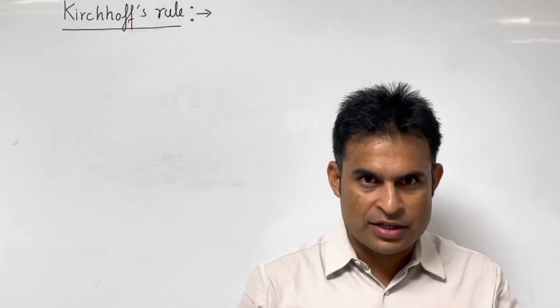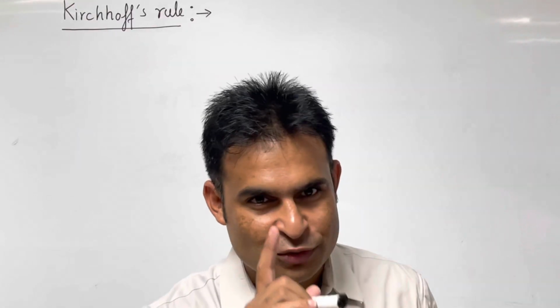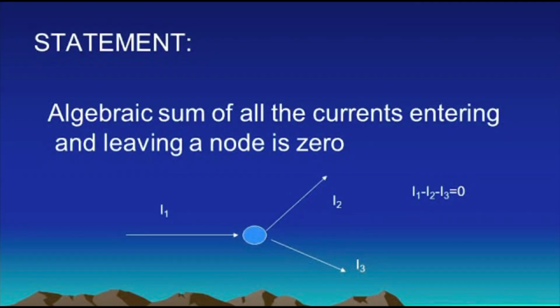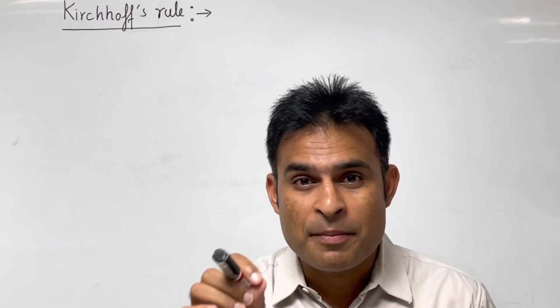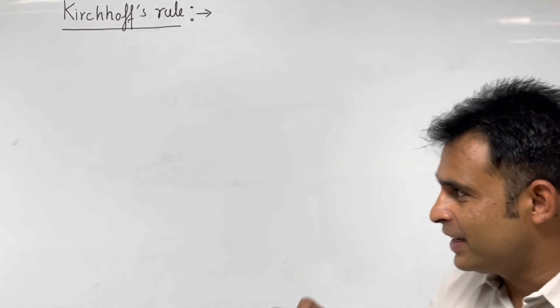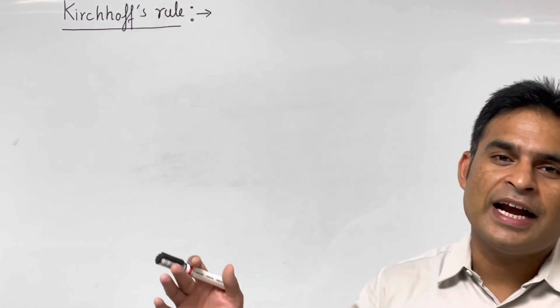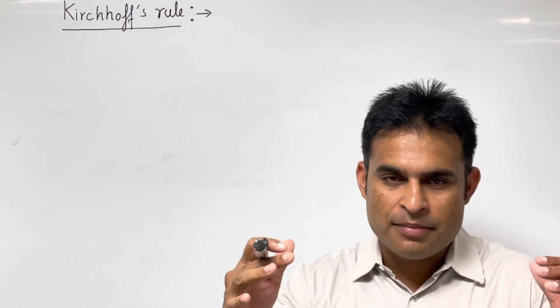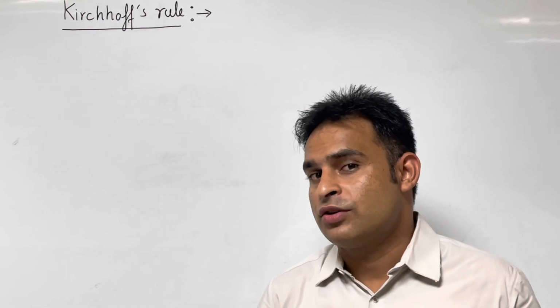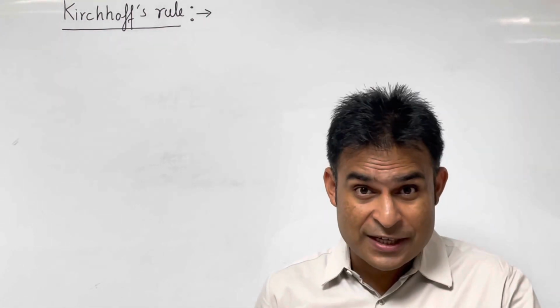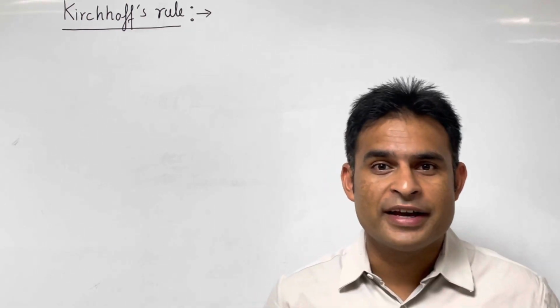Two rules given by Kirchhoff. Rule number one, the first rule, says the algebraic sum of all the current at any electrical junction should be zero. What is the meaning of algebraic sum of all current? Incoming current should be equal to outgoing. Basically he said that at any junction, incoming current must be equal to outgoing current.